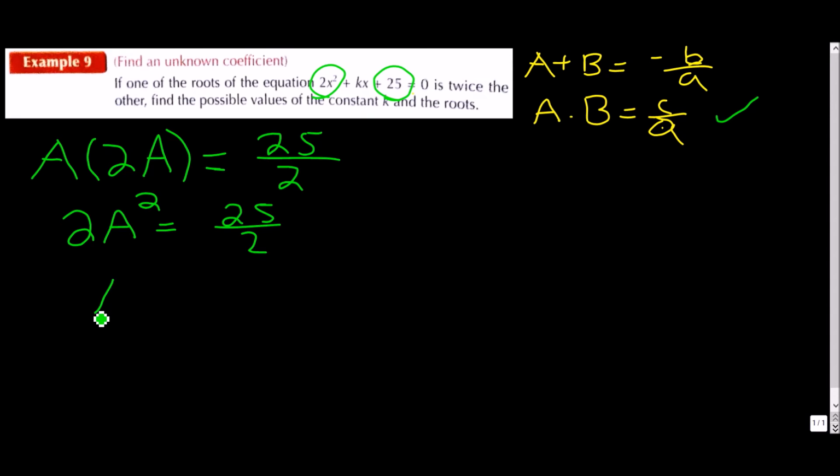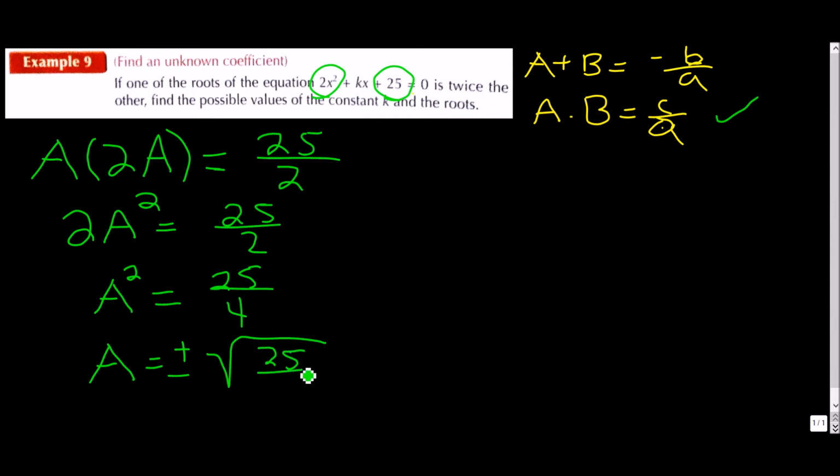So this means that alpha squared, if we divide by 2 on both sides, we're going to get 25 over 4. And we know that alpha is going to be the positive or negative square root of 25 over 4. And so when we do a square root of something like this, we can take the square root of the top and bottom separately. So we're going to end up with either a positive 5 halves or a negative 5 halves. So either of these are possible for what we're looking for.